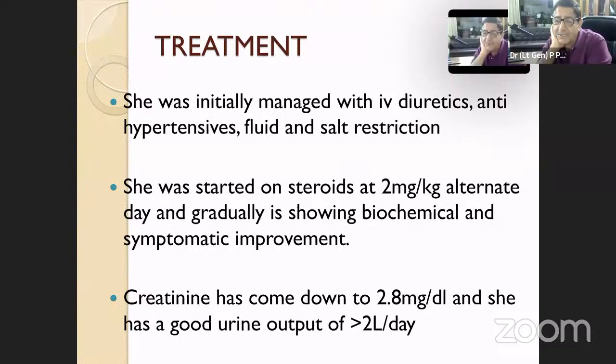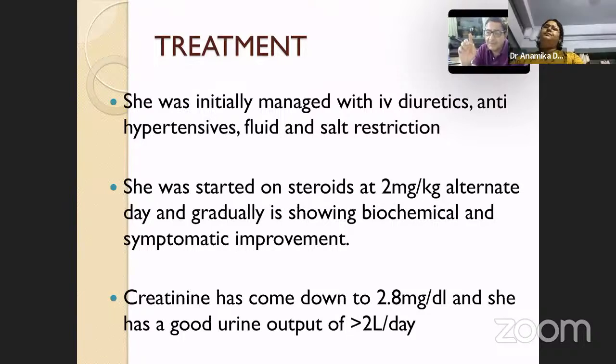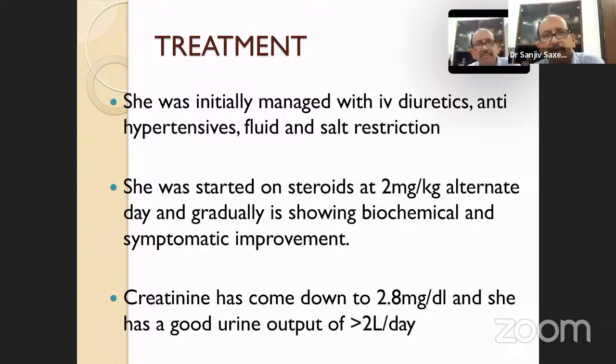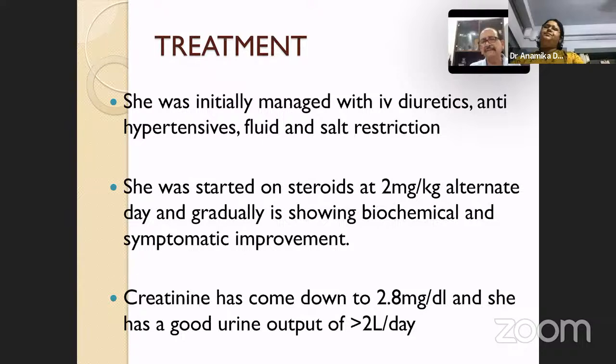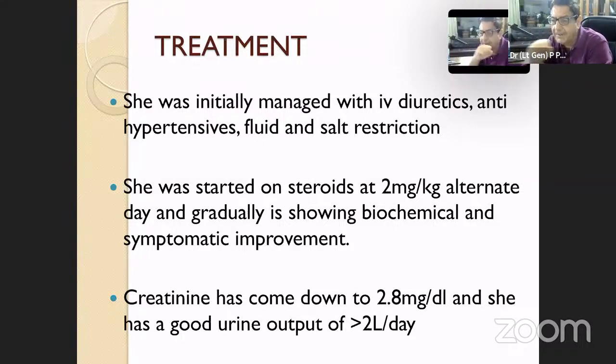But the crescent was only one out of 7. And that too a very partial crescent, if I am not mistaken. Yes, sir. It was a segmental crescent. Segmental, yes. The question put by Professor Sanjiv is, what is the justification?